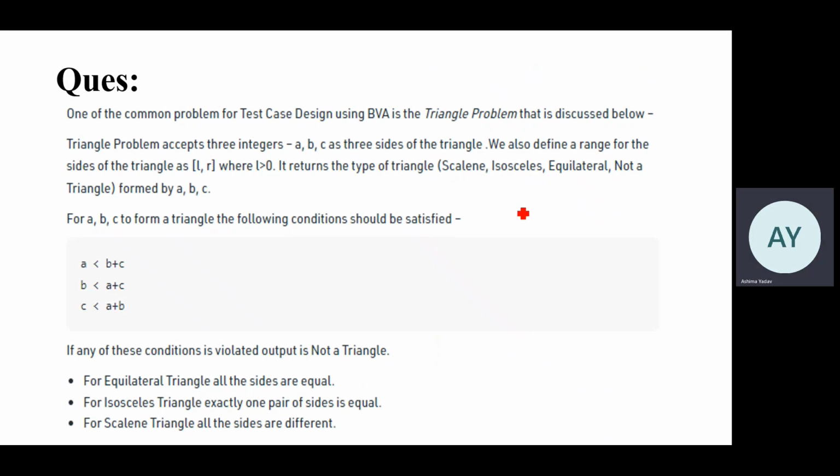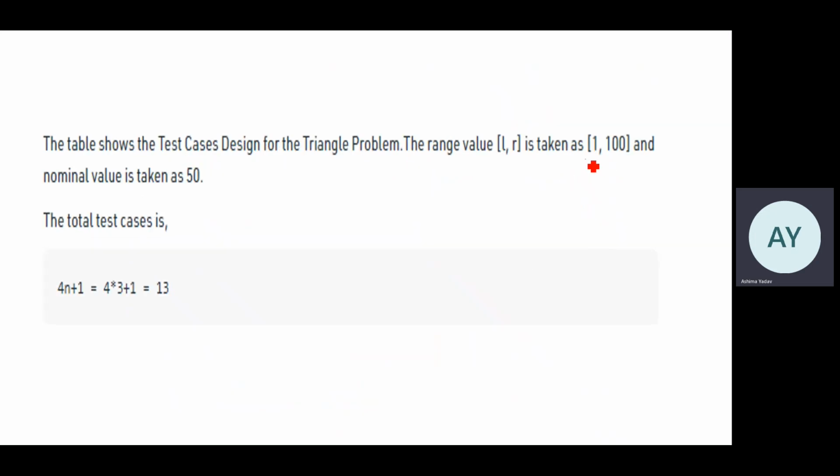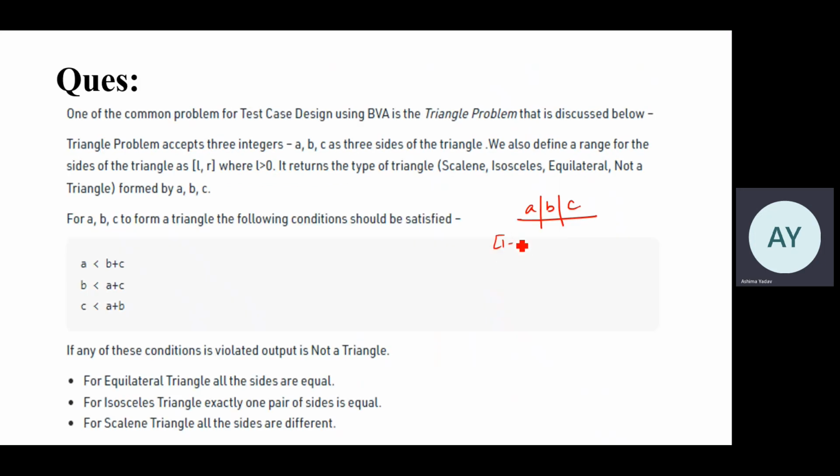The next question says that we have three sides of a triangle A, B, C. Three sides of the triangle are given and all three sides can take values 1 to 100. So since all three can take value 1 to 100, what could be the minimum value? All will have 1 as the minimum value, 2 as the next value above the minimum. Nominal value, mid value will be 50, then 99 and then 100.